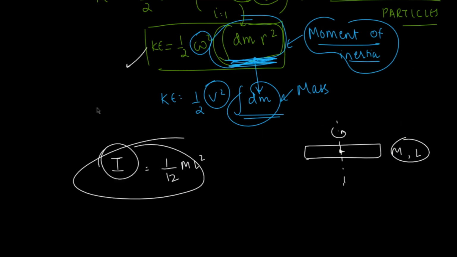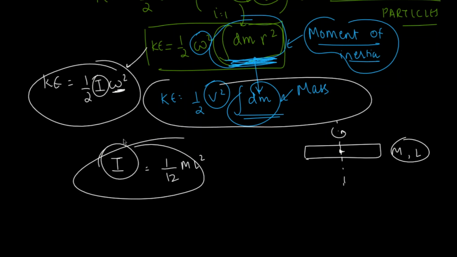So the kinetic energy of this rotating body, not just a rod, any rotating body in general, is equal to half I times omega squared. I is the moment of inertia and omega is the angular velocity. When we go to talk about motions that involve both translation and rotation, we will include both of these kinetic energies, and it's just so much fun to study the physics of these kinds of objects.